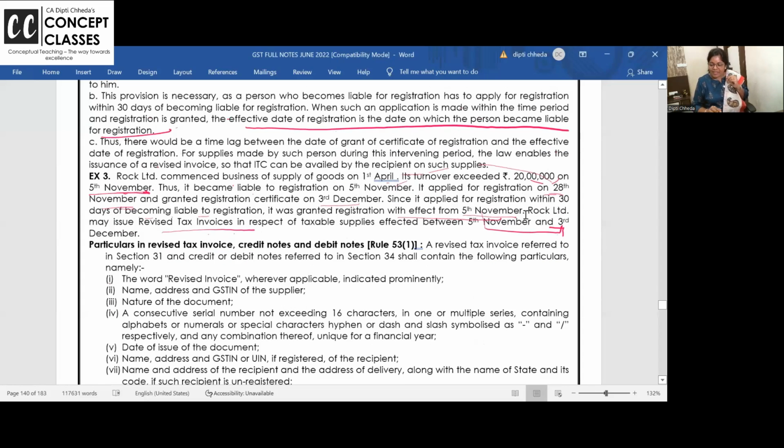It's as good as we have solved one more problem. Did you get it? He was liable to get registered on 5th November. Within 30 days, he applied on 25th November and got it on 3rd December. So from 5th November to 3rd December, the date of registration is 5th November. So he has to issue the revised tax invoice.